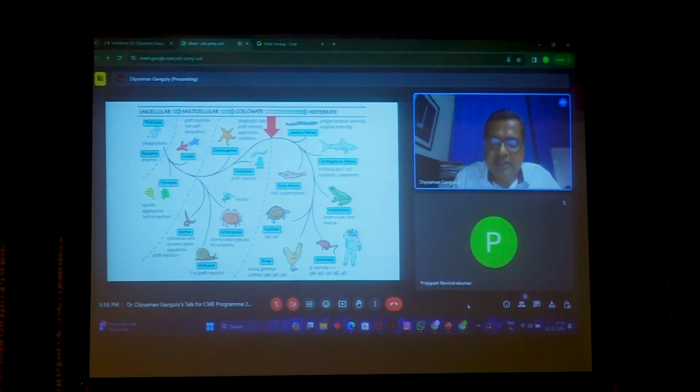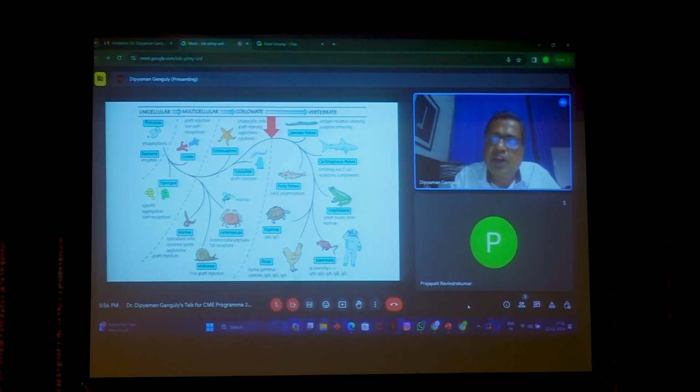Now, there is this watershed moment before jawless fishes, and so what was there before that? Before that, it's mostly the innate immune cells, which in higher organisms we are mentioning as accessory cells. We actually came to know about them from the transplant experiments as accessory cells present in transplants. But these cells are present in lower animals.